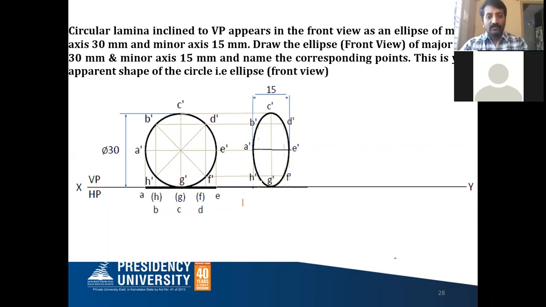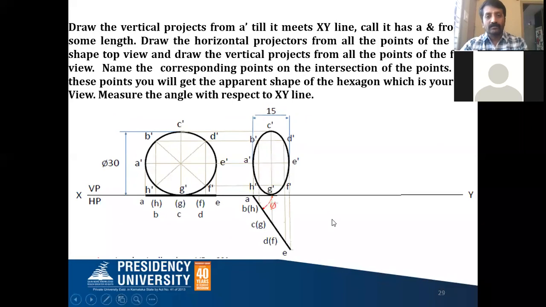Now for the next position, this inclination you need to find out. So what to do? From A dash you draw the vertical projector first, and from E dash you draw the vertical projector. Wherever this A dash projector meets the XY line, you call that point A. Here A is here only. So this is the resting point.